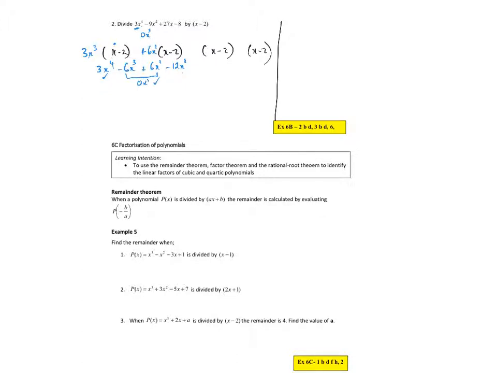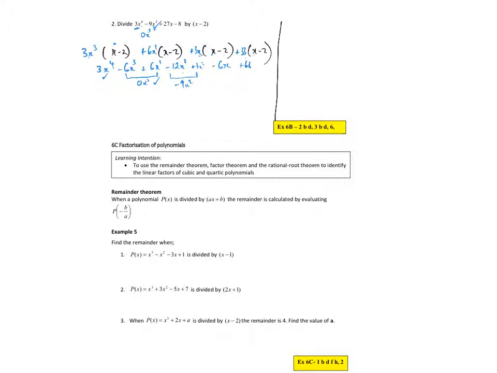So I've got minus 12x squared. Have a look up here. I should have minus 9, so I have to add 3. And with an x, that 3x times x gives me plus 3x squared. 3x times minus 2 is minus 6x. Again, minus 12 plus 3 is minus 9x squared. So that's good. I've got minus 6x. I'm meant to have 27 of them, so I've got to add 33.